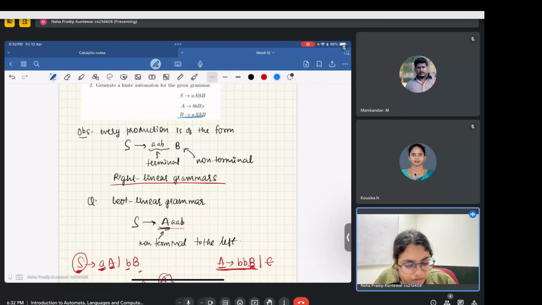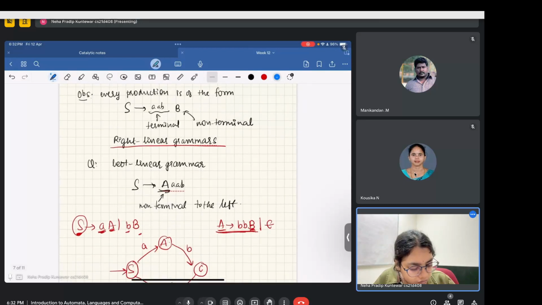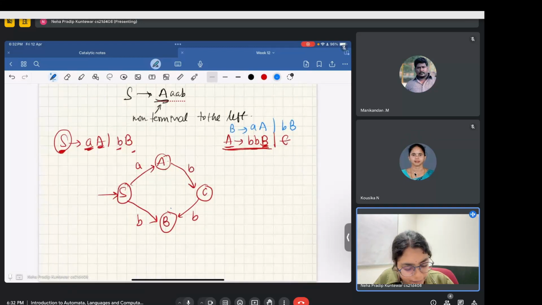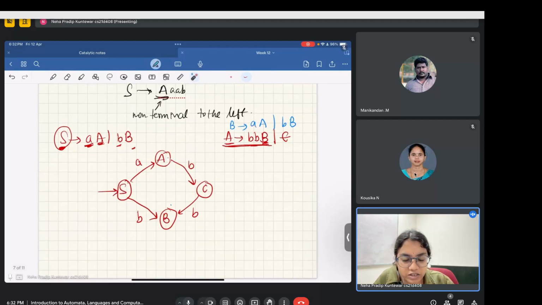So let's look at the third transition. This is capital B gives small a capital A or small b capital B. So what we will do is, if you are at capital B state, which is here, and if you read small a, then you should go to capital A. So that is what we will write. On seeing small a, you should go to capital A, and if you see small b, then you should stay at B. So this is the diagram where we have four states right now, S, A, B, C, and we have captured all the transitions except for this one, which is A gives epsilon.